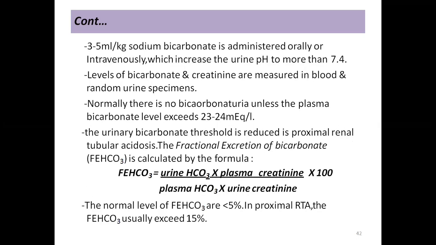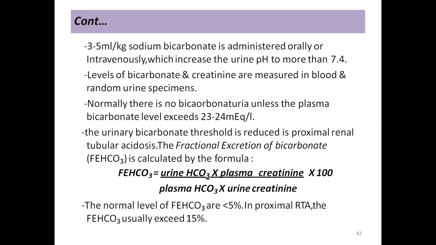So what is happening is 3 to 5 milliliter per kg of sodium bicarbonate is administered orally or intravenously, which increases the urine pH to more than 7.4. So the level of bicarbonate and creatinine are measured in blood and random urine specimen. Normally there is no bicarbonate in urine unless the plasma bicarbonate level exceeds 23 to 24 milliequivalent per liter. The urinary bicarbonate threshold is reduced in proximal renal tubular acidosis.